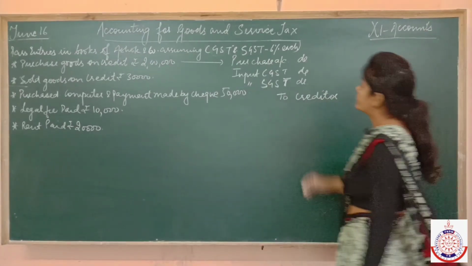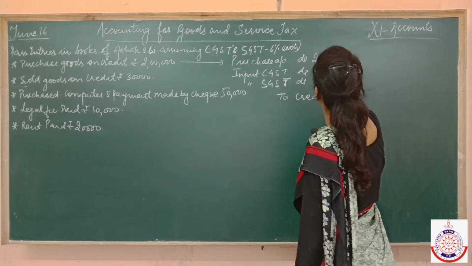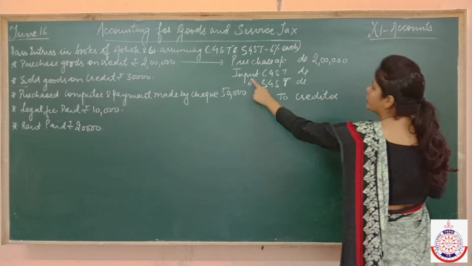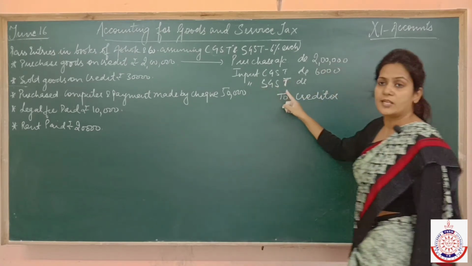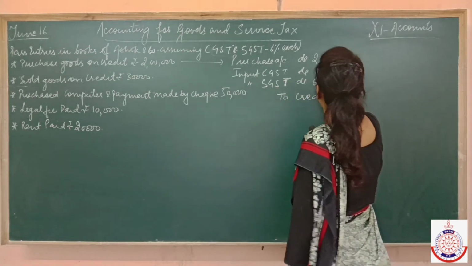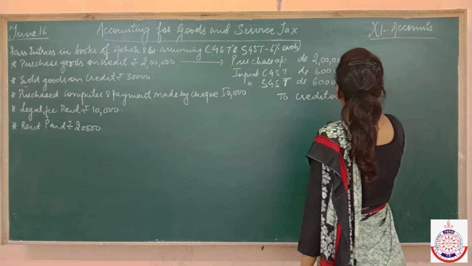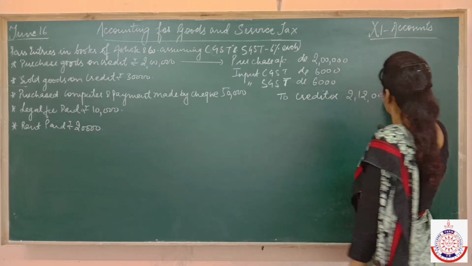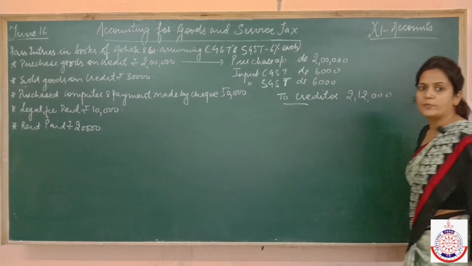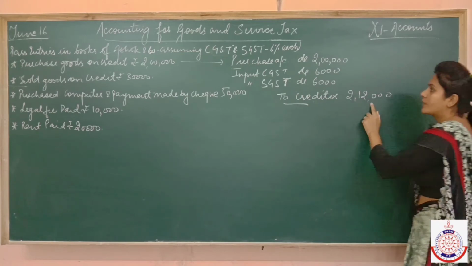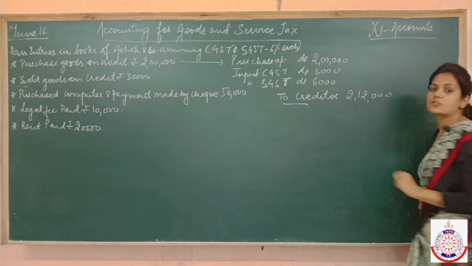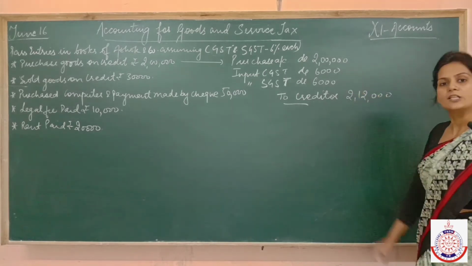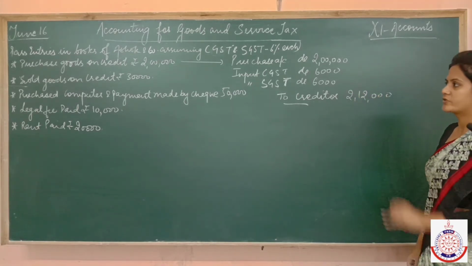We have purchased goods worth rupees 2 lakh. Input CGST on this 2 lakh is 6,000. Input SGST on this 2 lakh is again 6,000. So total is 2,12,000. It means now we have to pay 2,12,000 to our creditor. Though the value of goods is just rupees 2 lakh, because 12,000 is the GST on this. Fine, first transaction is clear.